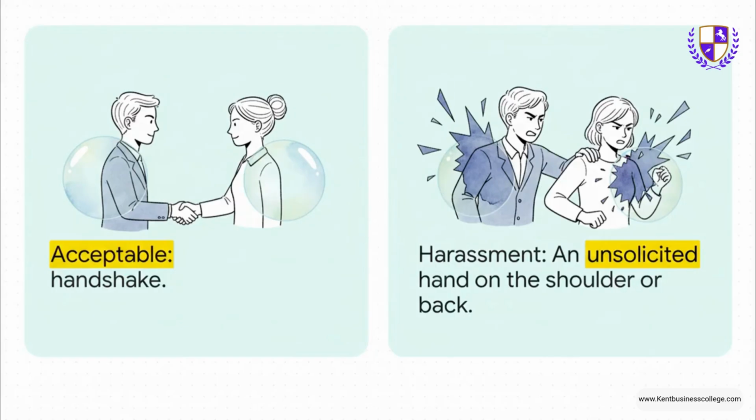I want you to think of your personal space like an invisible bubble around you. A professional handshake, totally fine, it respects the bubble. But an unwanted hand on your back, or a hand on your shoulder that stays just a little too long, that pops the bubble without your permission. And that's exactly when it becomes a problem.